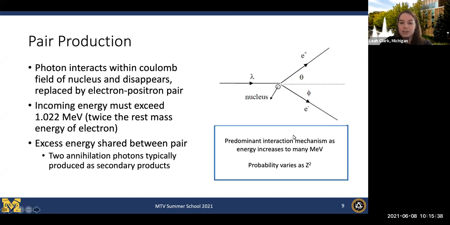Again, pair production is the predominant interaction mechanism as our energy increases into a lot higher energies in MeV, and the probability for this varies as the atomic number squared.